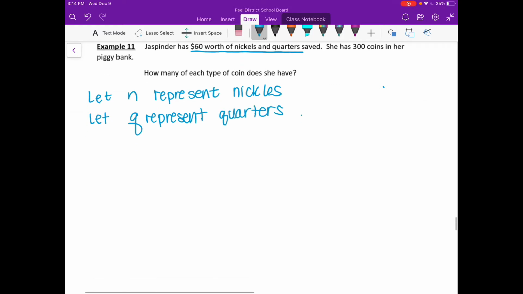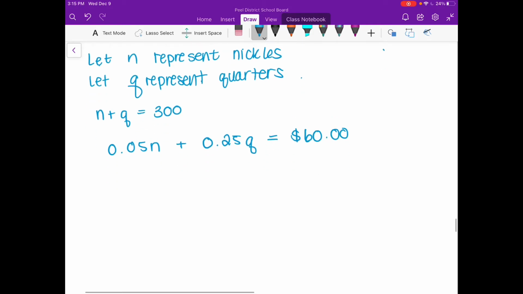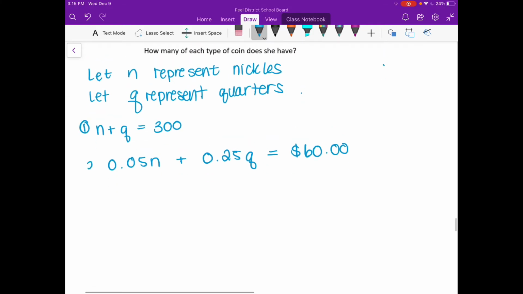So I know two things for sure. I know that if you add all her nickels and her quarters together, she has 300 of them physically. I also know that if I do the value of a nickel, which is 0.05n, plus the value of a quarter, which is 0.25q, similar to what we did at the top, all that together is going to give me $60. So I have these two separate equations.